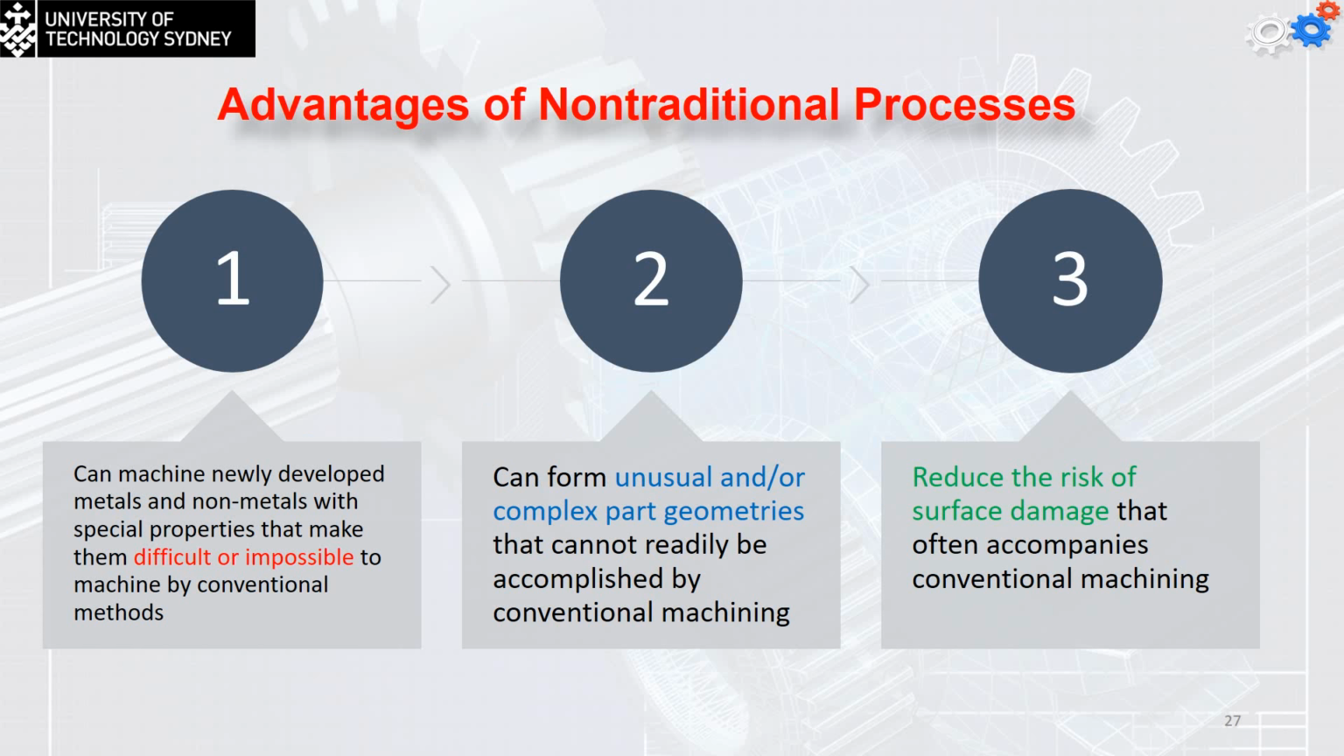The advantages we can have for the non-traditional processes are that they can machine newly developed metals and non-metals with special properties that make them difficult or impossible to be machined by the conventional methods. If I simply cannot cut with the conventional methods, I have to use the non-traditional method to do that. They can form unusual or complex part geometries that cannot be readily accomplished by conventional machining, and they can reduce the risk of the surface damage that often comes with conventional machining.